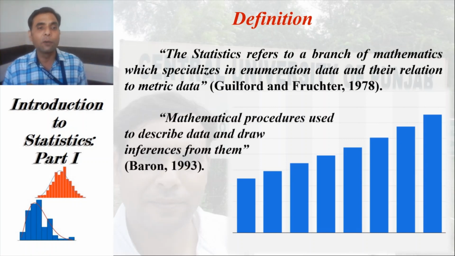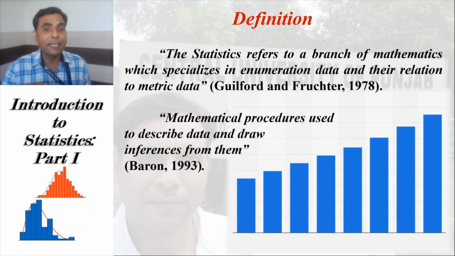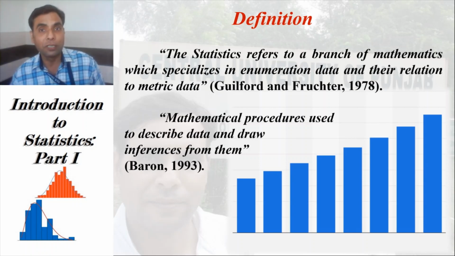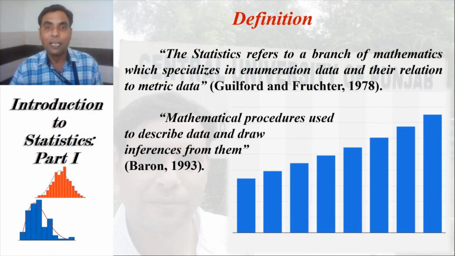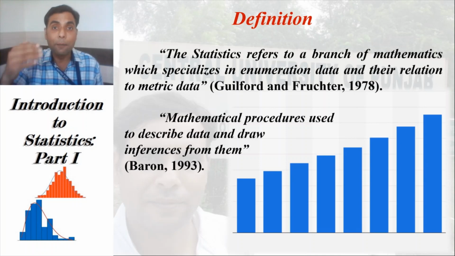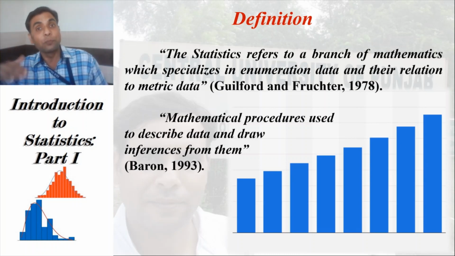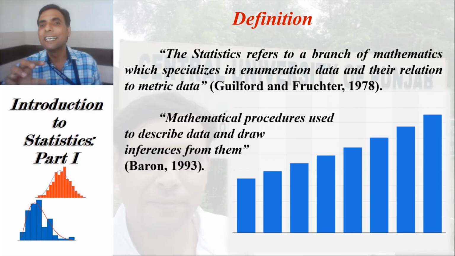The second one is given by Baron: mathematical procedures used to describe data and draw inferences from them. So Baron specifically focuses on statistics as a type of mathematical procedure, a mathematical activity. Then that activity is employed for the description of data and drawing inferences from the description of data. So that is one of the important definitions of statistics.